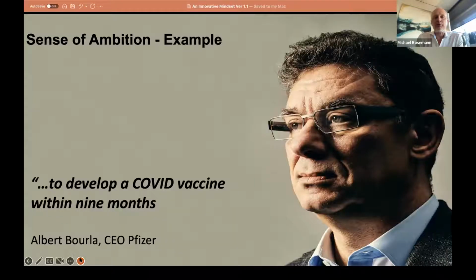This is not the case when we talk about a sense of ambition. A sense of ambition is if a leader like Joe says, I want to have the one-stop shop access point to all your services and data by that amount of time. Failing is not an option. Albert Bourla, CEO of Pfizer, in March 2020 said, now that COVID is a global pandemic, we have an obligation to provide the world with a vaccine. But it can't be 10 years, it needs to be 9 months.